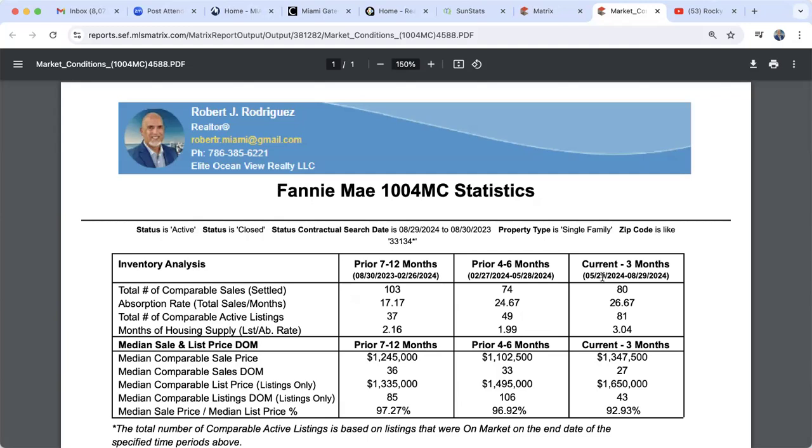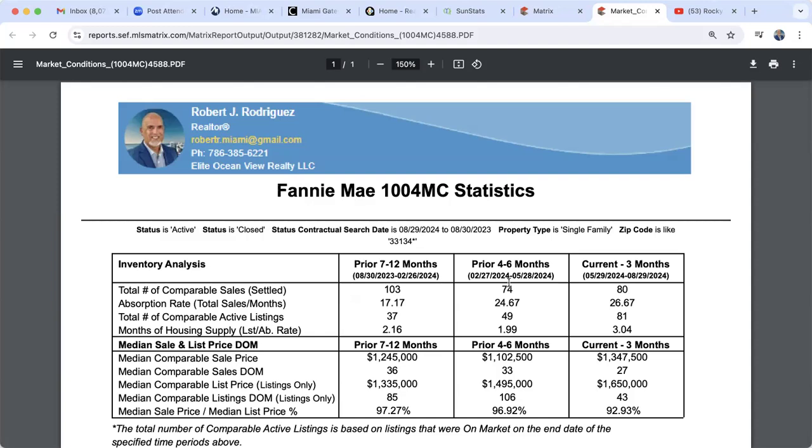So we have here May 29th, 2024 through today's date, August 29th, 2024. The first column is August 30th of 23 through February 26th of 24, and the middle column is February 27th, 24 through May 28th of 24. That first line is the total number of comparables that were sold. If we go all the way to the right-hand side and read the last column in zip code 33134, over the last 3 months, there were 80 total sales of single family homes.